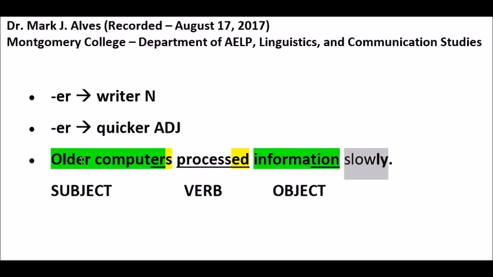Finally, we have older, and of course we know that that -er is the inflectional suffix because it indicates the comparative. And then it is part of this adjective, older, is part of the noun phrase. Older modifies computers. And we can't say, for example, computers older in English.